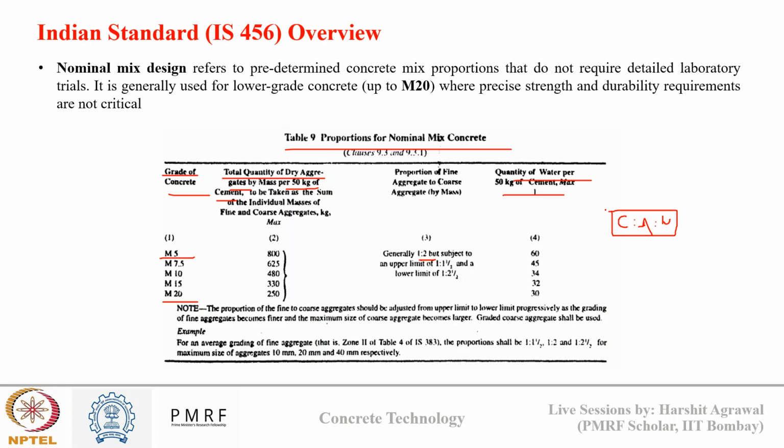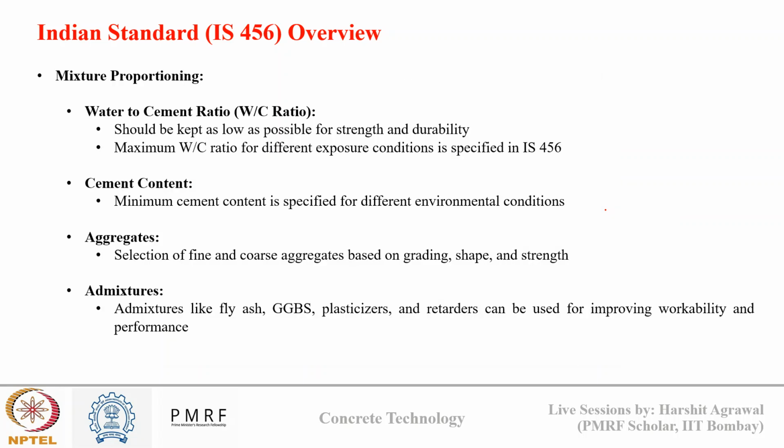However, in reality, nowadays concrete of strength below M25 is rarely used. So you won't find much use of this table in practice. Then the second key point of IS 456 is mixture proportioning, which is influenced by four key parameters. First is the W by C ratio.